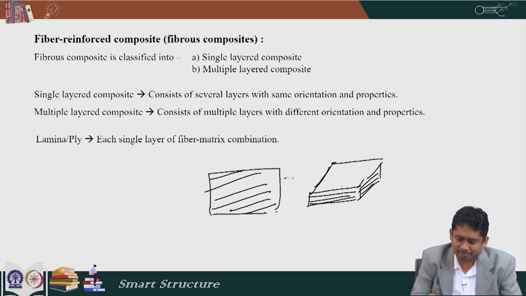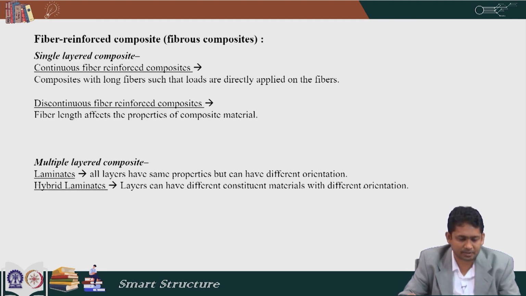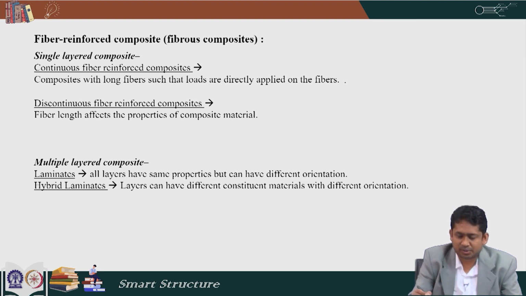Now, each layer is called a lamina or ply. Now, these multiple layers can have different ply orientations and they can have different constituents also. Single layered composites can have continuous fiber reinforcement, or they can have discontinuous fiber reinforcement also. So, when it is discontinuous, there are fibers of different small lengths. Now, this fiber length affects the properties of the composites.